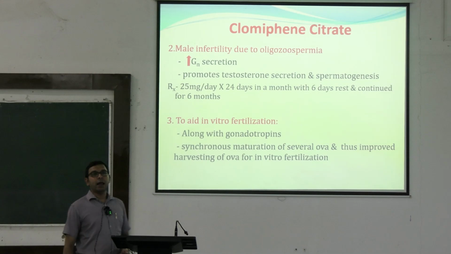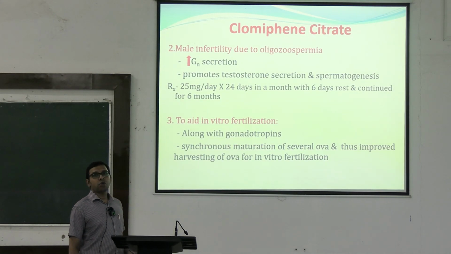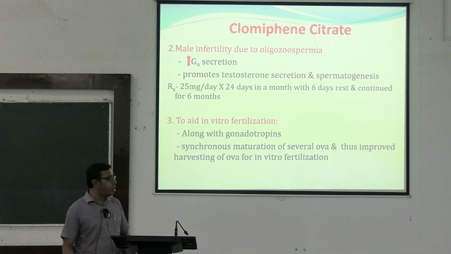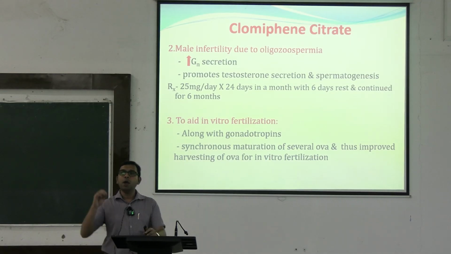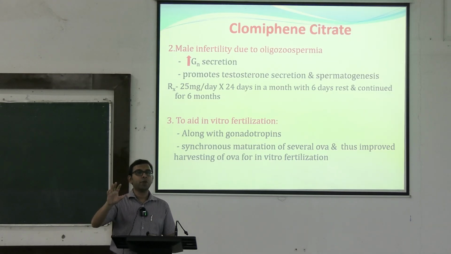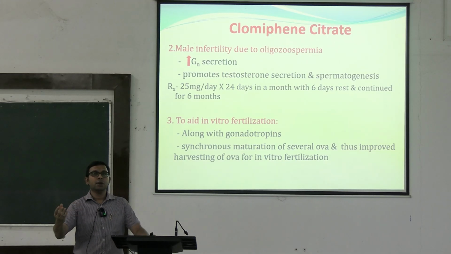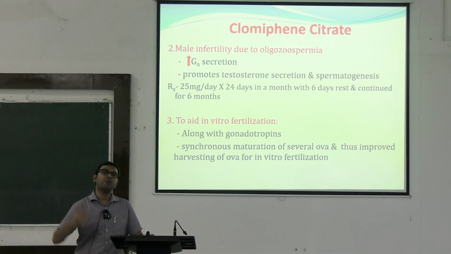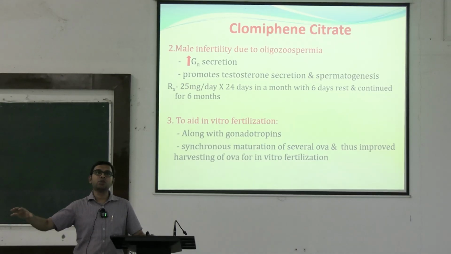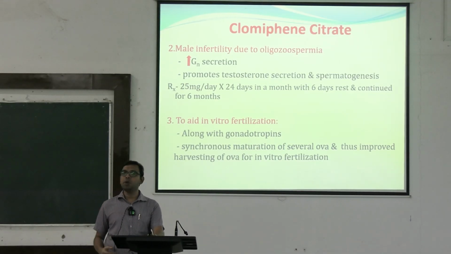To aid in vitro fertilization: if we are to do in vitro fertilization, again it has to be used along with a combination of gonadotropins. Synchronous maturation of several ova usually happens, and thus improves the harvesting of ova for in vitro fertilization. When we are stimulating the ovary, more ova are stimulated. So in the case of in vitro fertilization, we have to choose the ova that have more chances of fertilization. These ova are picked up and in vitro fertilization is done. Okay. So here also we have to use clomiphene citrate.